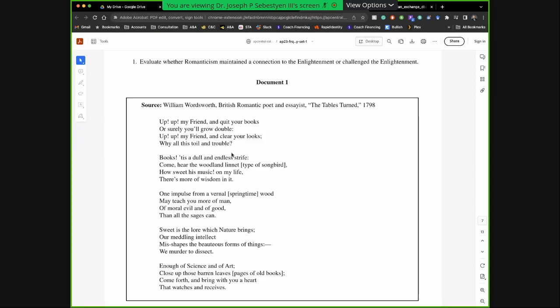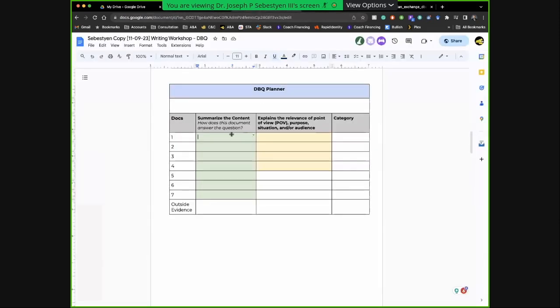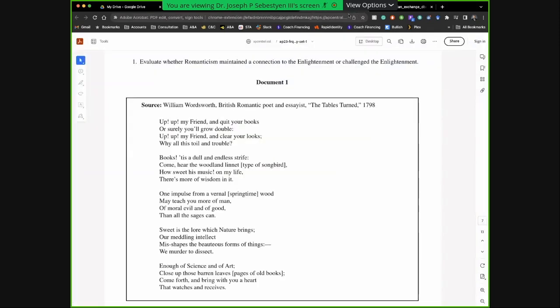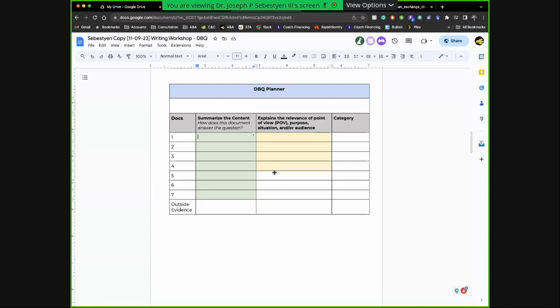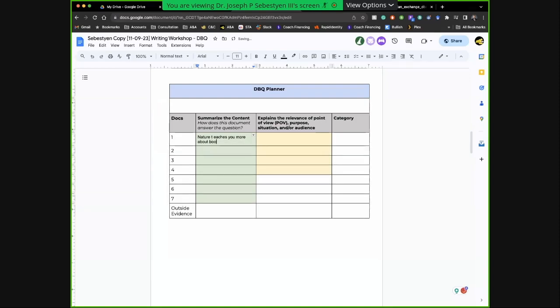Gosh, I love poetry. So, you basically know what this poem is saying in the first 4 sentences. What is it saying about books? What teaches you more, books or nature? Nature. Yeah. So nature teaches you more about humanity than books.